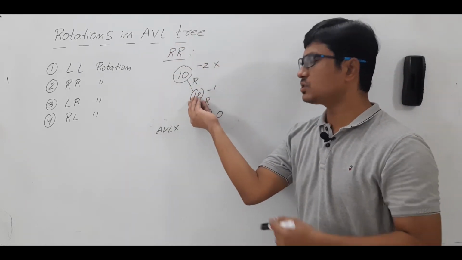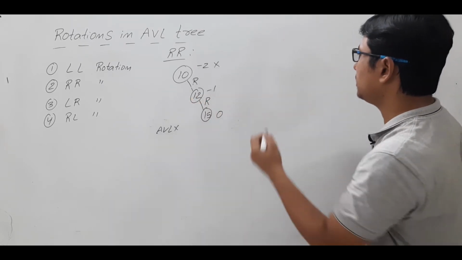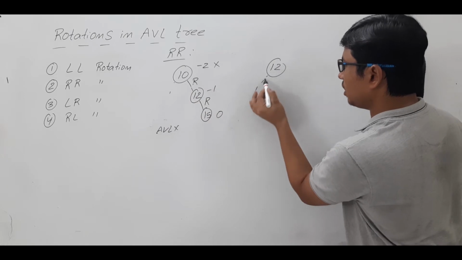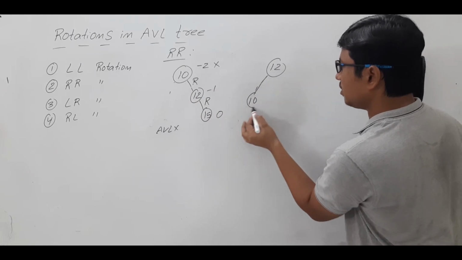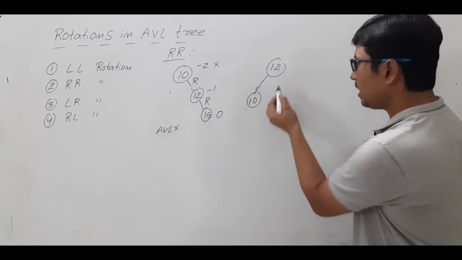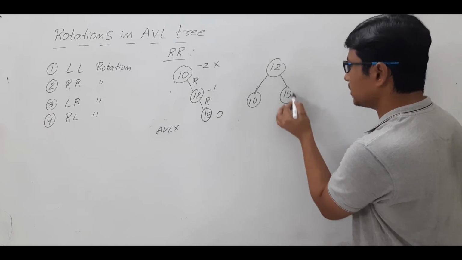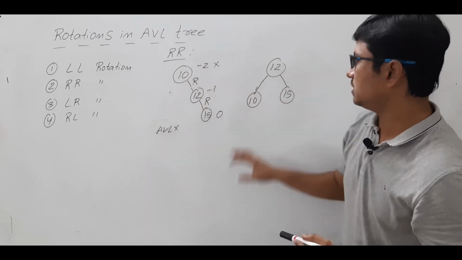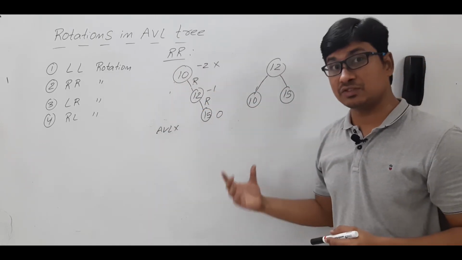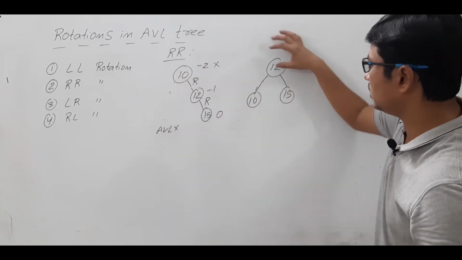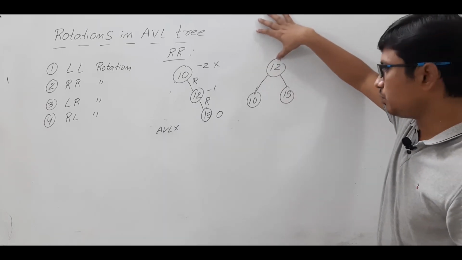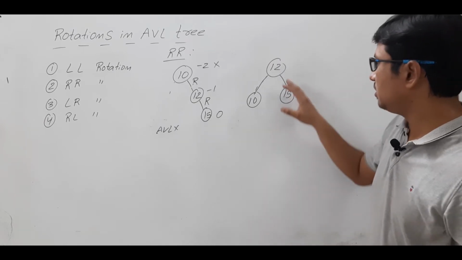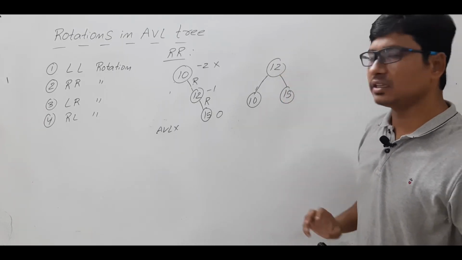Now if you hold this one and rotate towards the left side, then it will be 12, and this one will fall towards the left side of the 12, and 15 will fall towards the right side, because I am holding this one tightly and rotating left hand side. So now look at whether it is satisfying the binary search tree property or not. 12 is the root node now. 10 is less than 12, so it is in the left subtree. 15 is greater than 12, so it is on the right side.